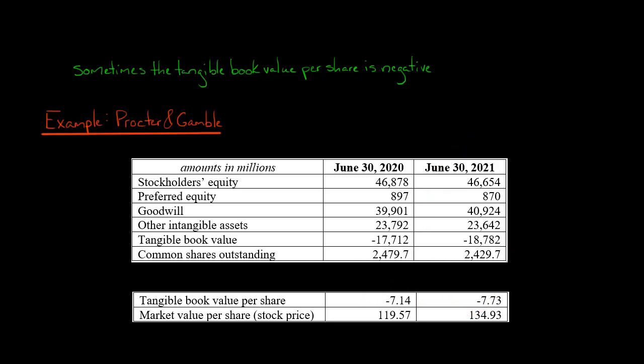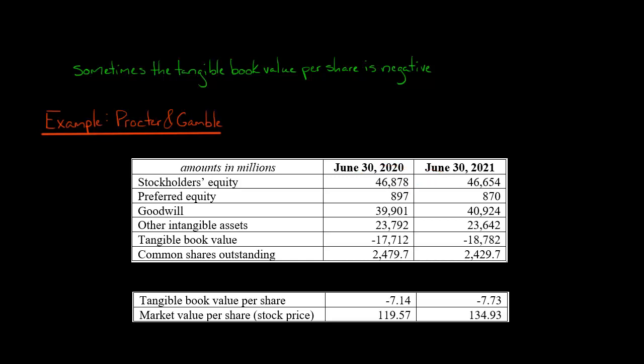Now, again, I did it also for June 30th, 2021. I used the balance sheet figures for that. And they also had a negative tangible book value and negative tangible book value per share. Again, that doesn't mean that the company was terrible or whatever. It's just, look, they have a lot of intangible assets. They had over $23 billion of intangible assets on June 30th, 2020, aside from goodwill. If you count the goodwill, they had almost another $40 billion. So this is over $60 billion of goodwill and other intangible assets, which exceeds their stockholders' equity.